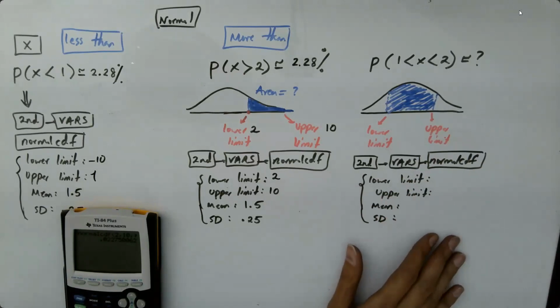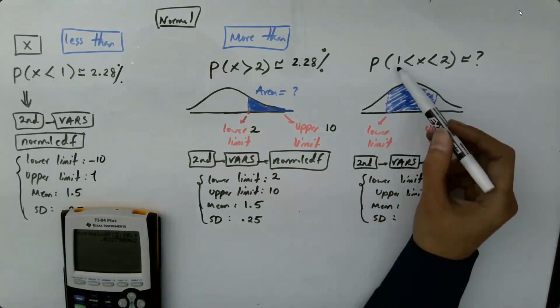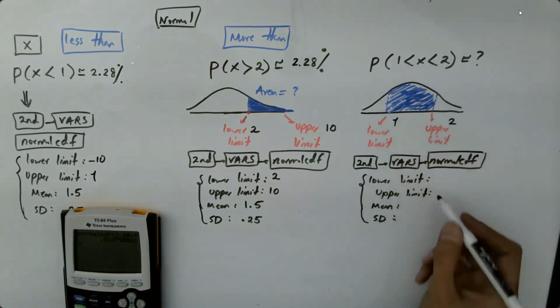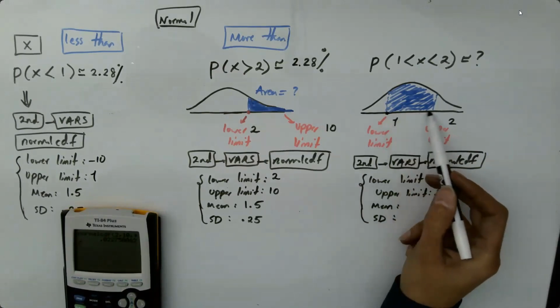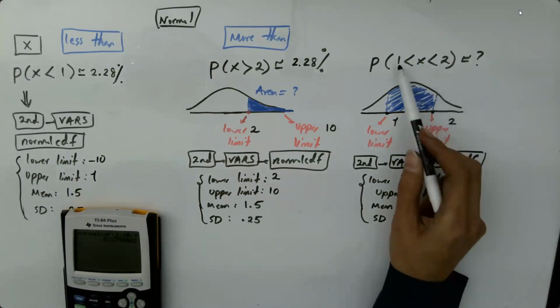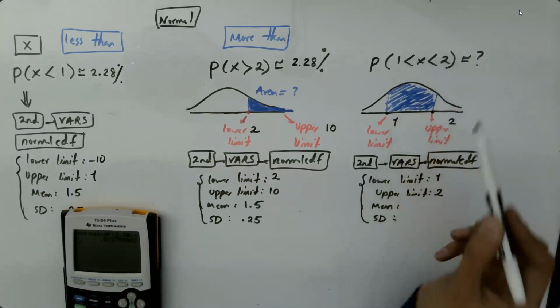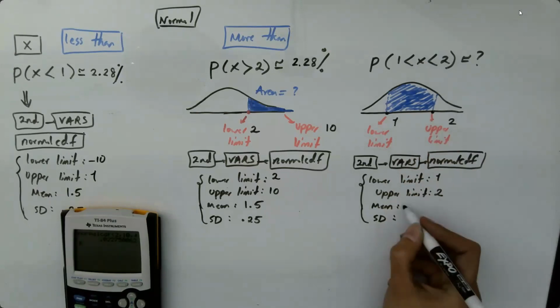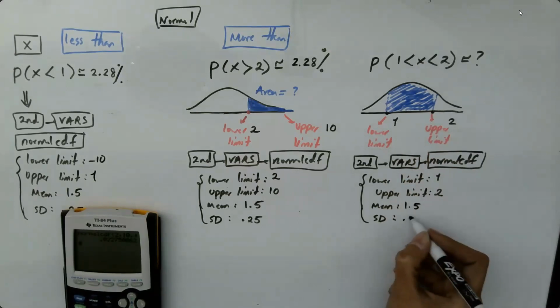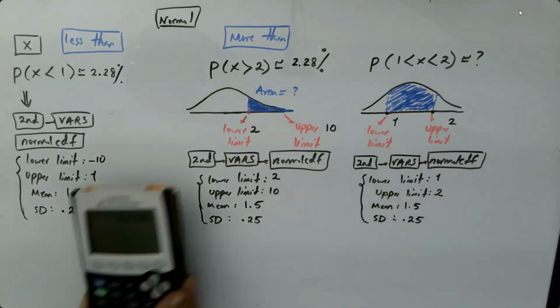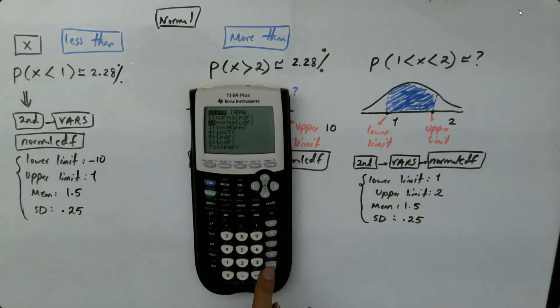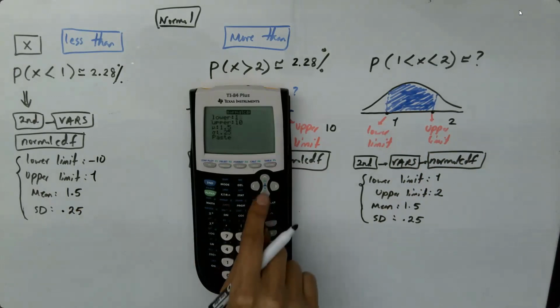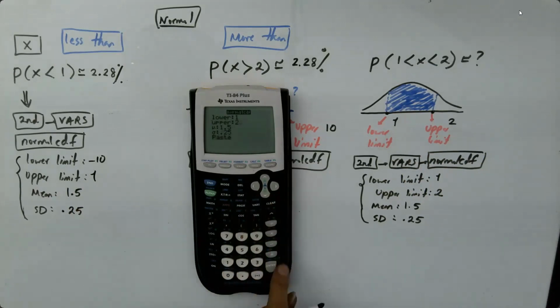So my lower limit is 1 and my upper limit is 2. Lower limit, smaller number, upper limit, larger number. What's the mean? The mean of the data, 1.5. What is the standard deviation? 0.25. Okay, calculator comes to our help. Second VARS, normal CDF, lower limit is 1, upper limit is 2, mean is 1.5, standard deviation is 0.25, and paste.